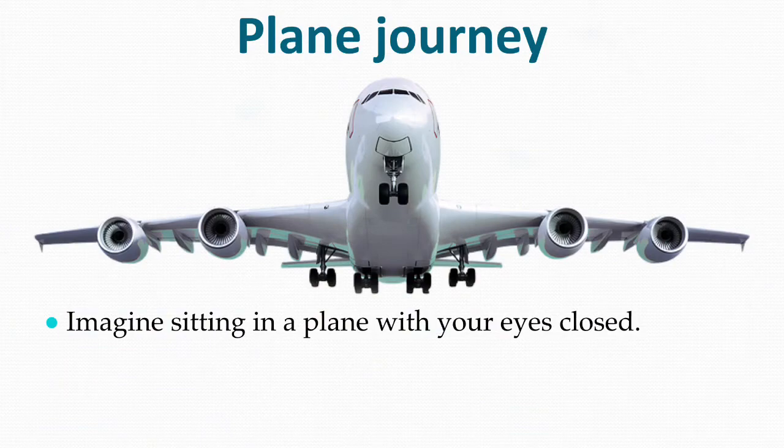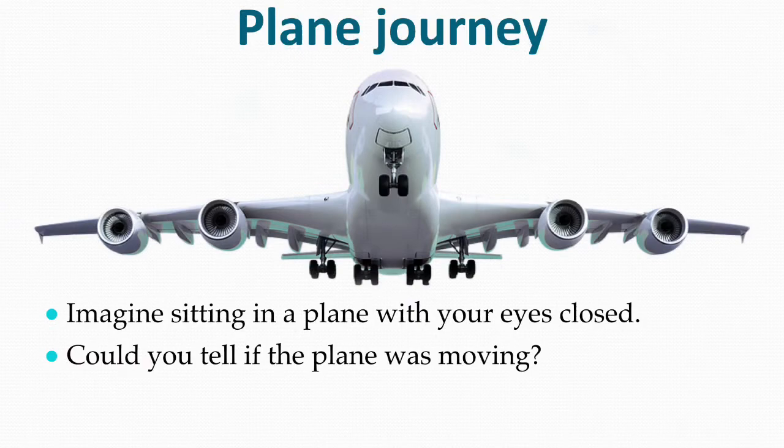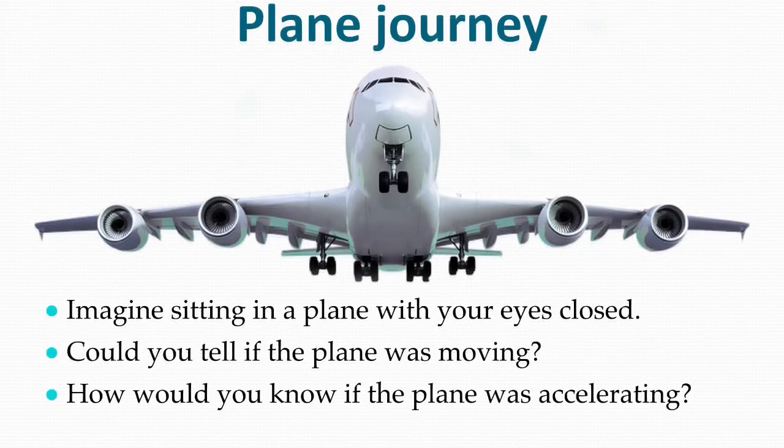Now I'd like you to imagine yourself sat on an aeroplane with your eyes closed. You can probably feel the vibrations from the engines as they spin around, but could you actually tell if the aeroplane was moving forwards or not? If the aeroplane is accelerating, speeding up, slowing down, or changing its direction, then we can feel the resultant force on our bodies. But if the aeroplane is travelling in straight and level flight at the same speed, then there's no overall resultant force on us, and so we can't actually detect any motion.